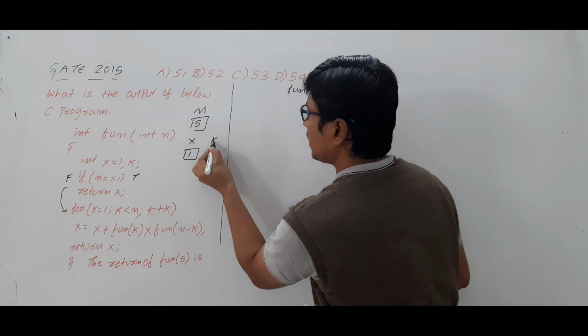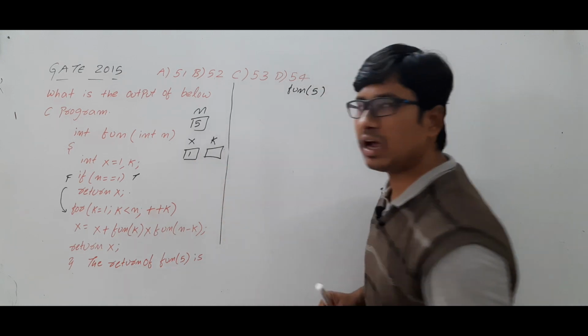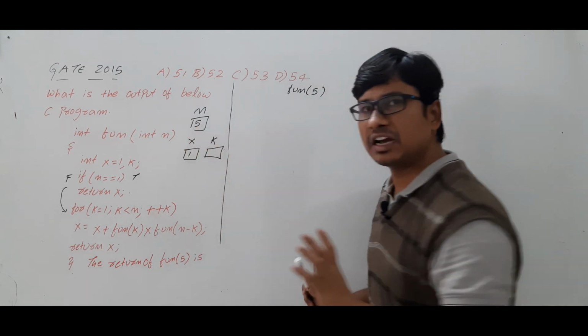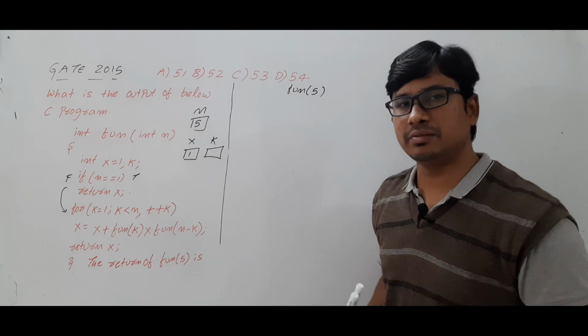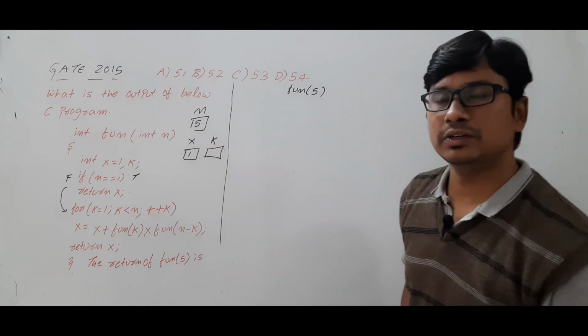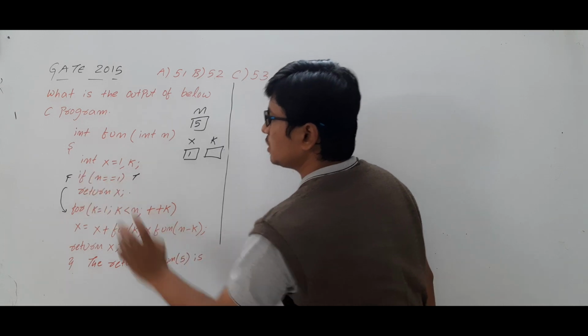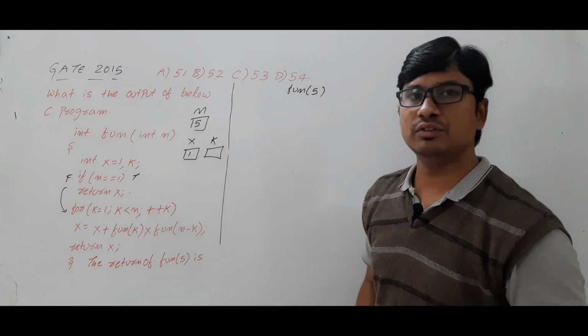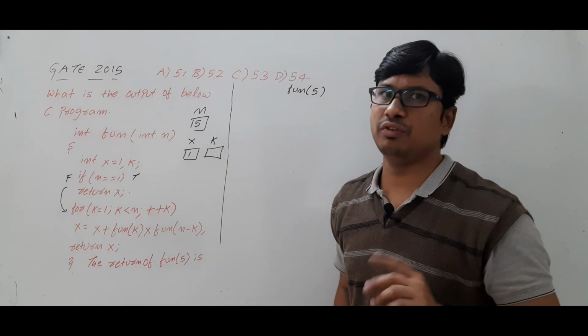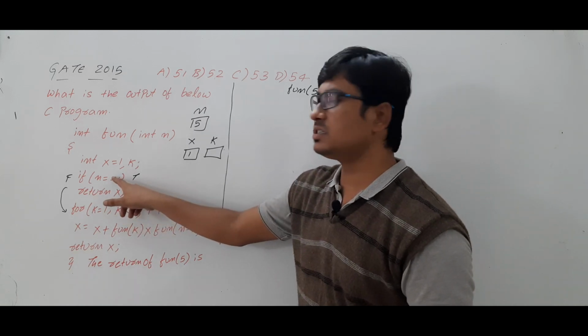k they have declared, but they did not assign any value. So it will have a garbage value until you assign some value. Okay, some garbage value is there. Now, n is equal to 1? What is the n value? 5. Whether 5 is equal to 1? No, 5 is not equal to 1. So this condition fails.